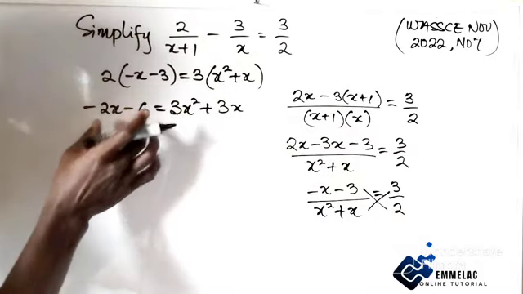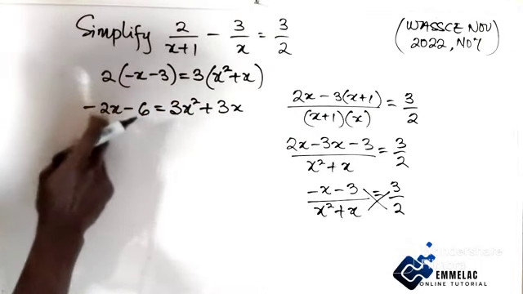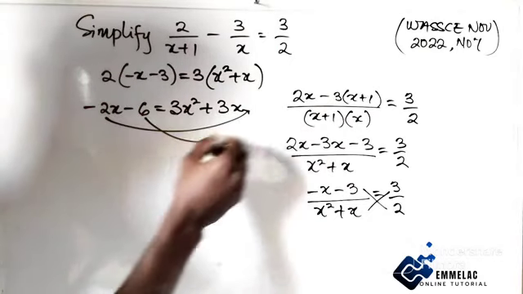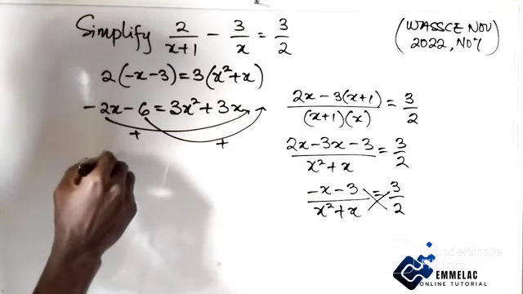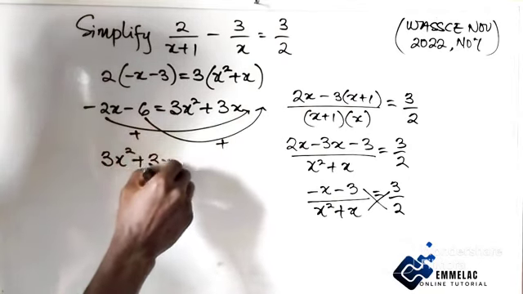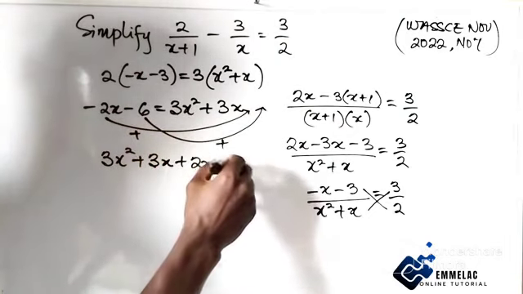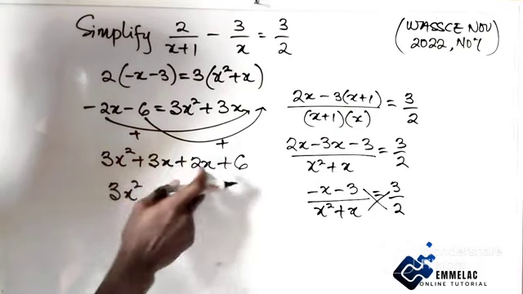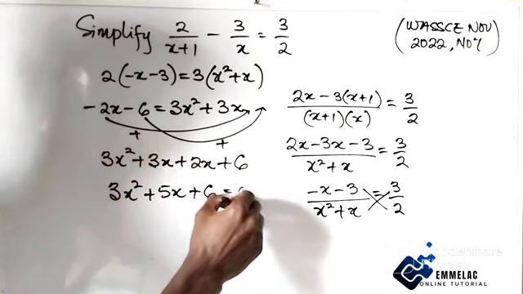Alright, now let us bring all this to the right hand side, and remember their signs will be changing. Now this moving over to here and this moving over to this place. So take note, this one turns plus and this one also becomes plus. So here we have that 3x raised to power 2 plus 3x then plus 2x then plus 6. So here we have that 3x raised to power 2, now adding both together, we have 5x plus 6, all equals 0.